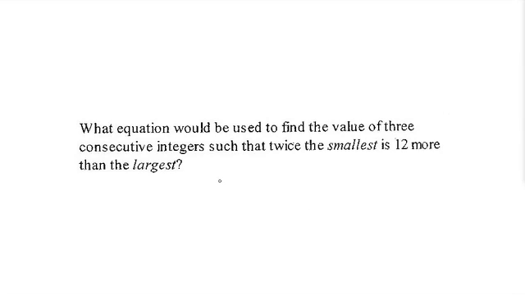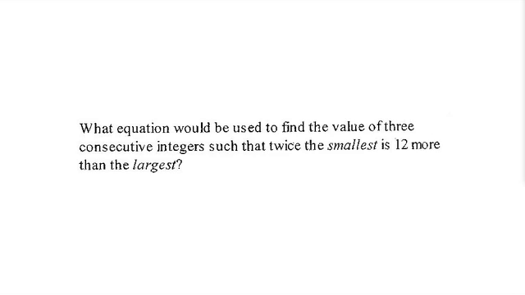In this problem, we are dealing with a consecutive integer type question with two different types of parameters. So let's read this one. It says, what equation would be used to find the value of three consecutive integers such that twice the smallest is 12 more than the largest?